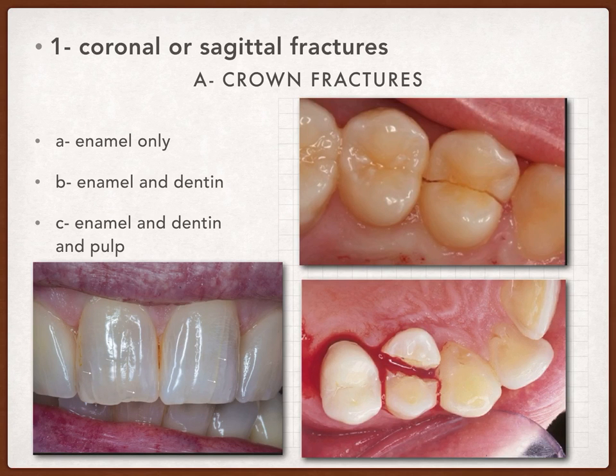Now let's talk about the vertical fractures, or as we say, the coronal crown plane fractures, or the sagittal fractures. The first type of the vertical fractures is the crown fractures, which will include the enamel only, enamel and dentin, or enamel and dentin and extend to the pulp, as we have said previously and as we can see in these pictures.